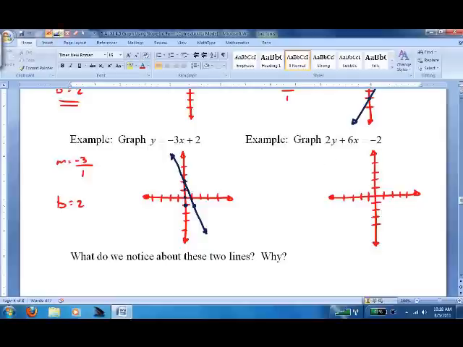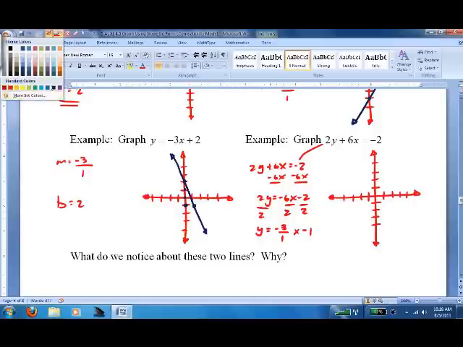Over here we have to do a little math first, which is why we learned that earlier. 2y plus 6x equals -2. Move the 6x over. 2y equals -6x minus 2. Divide everything by 2. Y equals -3, I'm going to put it over 1 for now, x minus 1. We just did this kind of problem, so it's only a little bit different. It should be the exact same line, except start at -1 instead of up at +2.